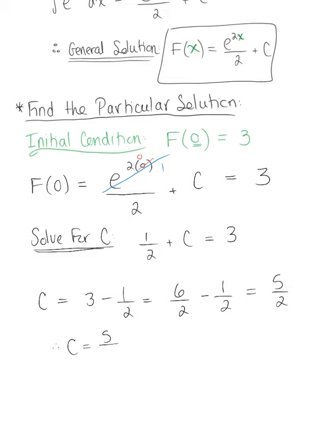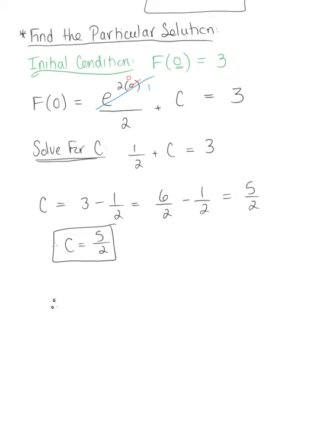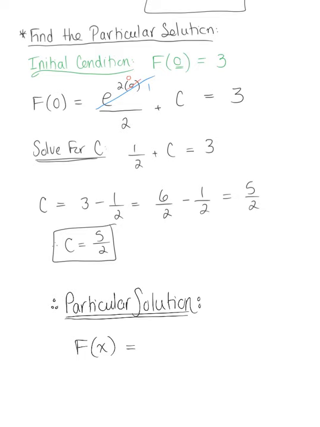So the only thing here is don't get so excited that you found c is equal to 5/2 that you forget. We're not just looking for the constant, we need the particular solution. So we can say, therefore, the particular solution here would be capital F of x is equal to the natural exponential raised to the 2x divided by 2 plus 5/2. And this is our beautiful final answer.